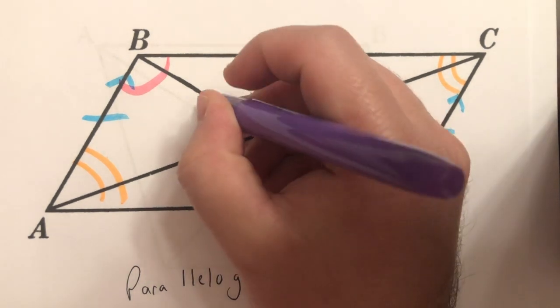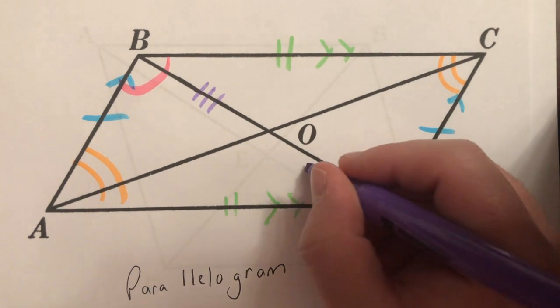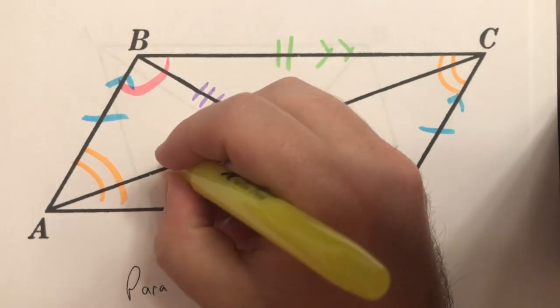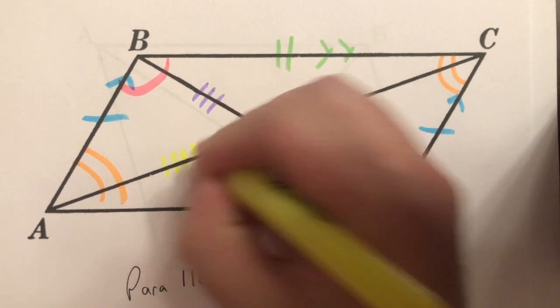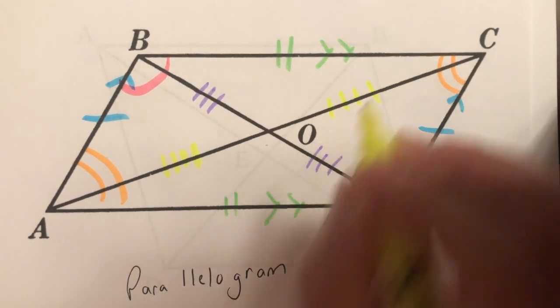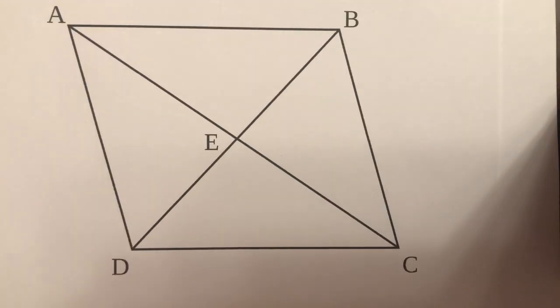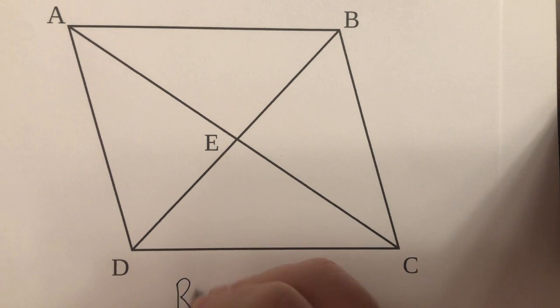So that means this diagonal part here is congruent to this part, and this part is congruent to this part. There's a lot more properties that we could explore with these, but those are the major properties that you need to be aware of. Next is the rhombus.